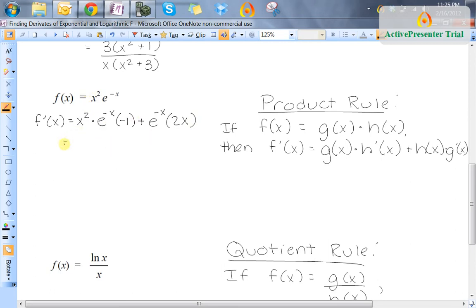So let's clean this up. So this is negative x squared e to the negative x plus 2x e to the negative x. And if you don't like negative exponents, which I personally don't, then you'd write this as negative x squared over e to the x plus 2x over e to the x. But now we have two fractions with the same denominator, so we can combine those to make it (negative x squared plus 2x) over e to the x.